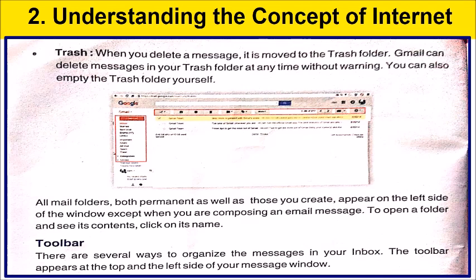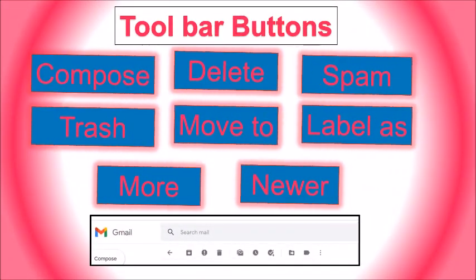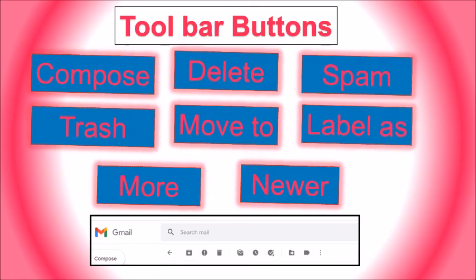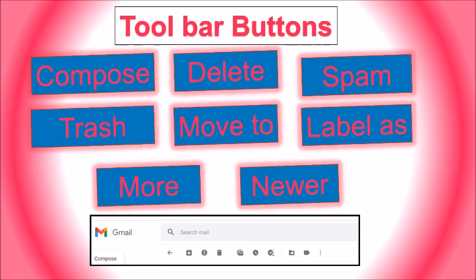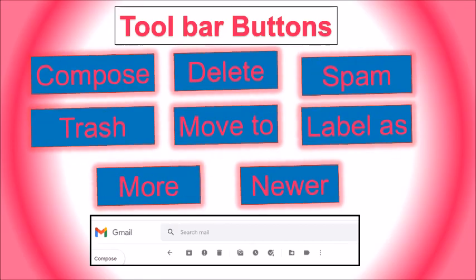Toolbar. There are several ways to organize the messages in your inbox. The toolbar appears at the top and the left side of your message window. They are compose, delete, spam, trash, move to, label as, more, and newer.